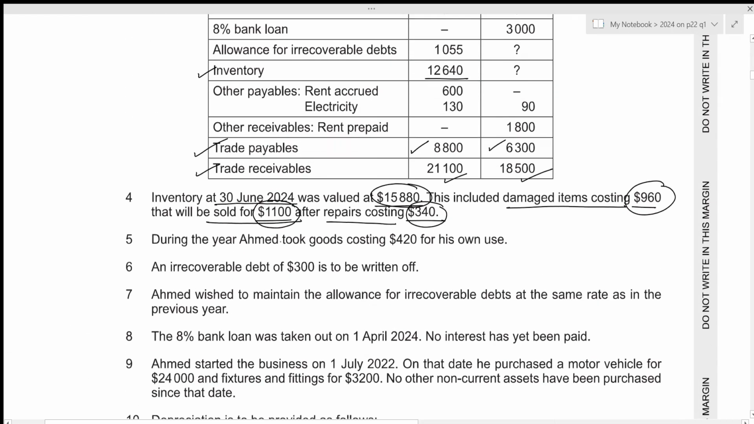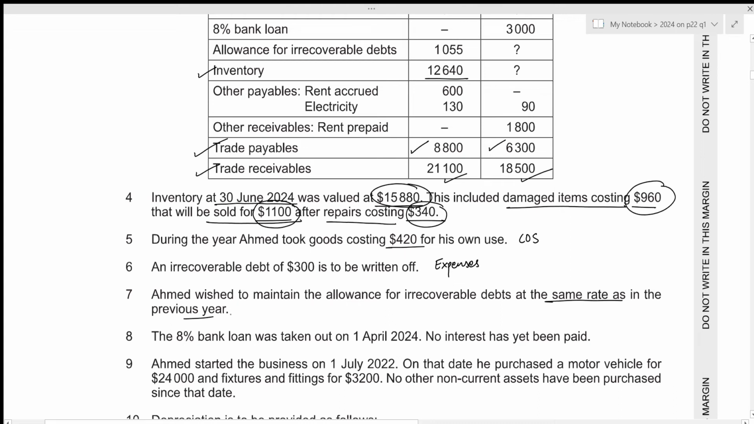Okay, so during the year, Ahmed took goods costing 420 for his own use. This will be included within the cost of sales while preparing our statement of profit or loss. An irrecoverable debt of 300 is to be written off. So this will also be included as part of our expenses within the statement of profit or loss. Ahmed wishes to maintain the allowance for irrecoverable debts at the same rate as in the previous year.